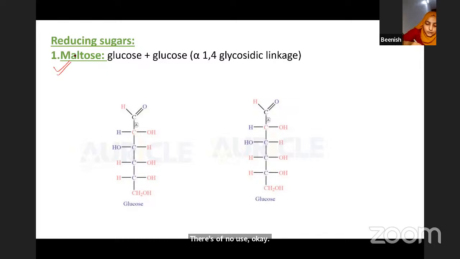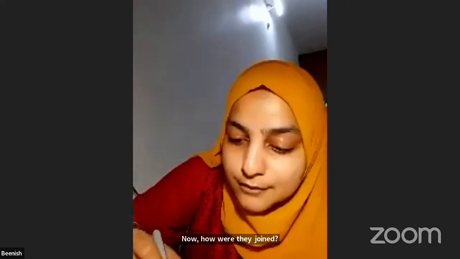Now, as we said, maltose is a disaccharide, and what are disaccharides? They are composed of two monosaccharides. So in maltose, what are those two monosaccharides? They are glucose and glucose. So in maltose, two glucoses are joined together to form maltose. Now, how are they joined? They are joined in an alpha 1,4 glycosidic linkage.